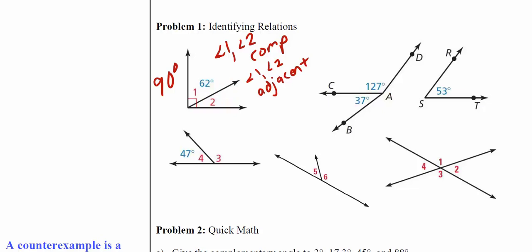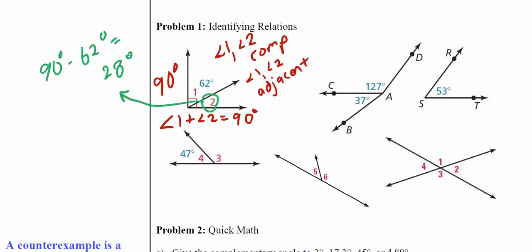Now, as far as a mathematical equation is concerned, because these two angles are complementary, they add up to 90 degrees. That would allow us to find out that missing angle, angle 2. If we go ahead and subtract angle 1 from the total 90 degrees, we would get 28 degrees for angle 2. And you can check that, right? 28 degrees plus 60 degrees is 90 degrees.